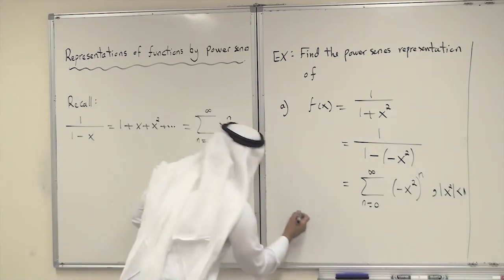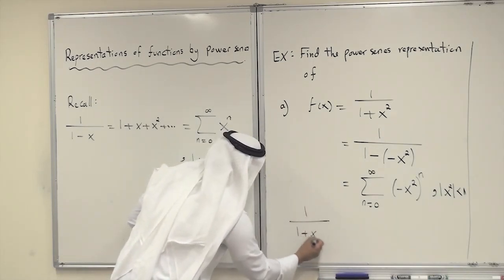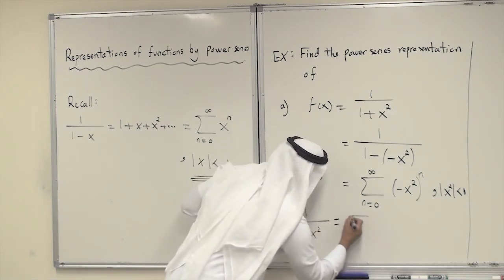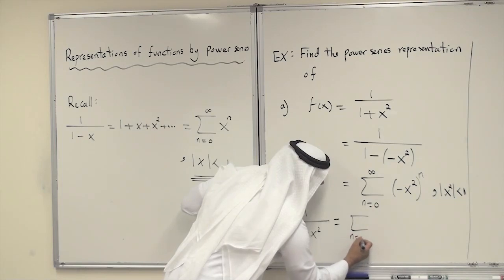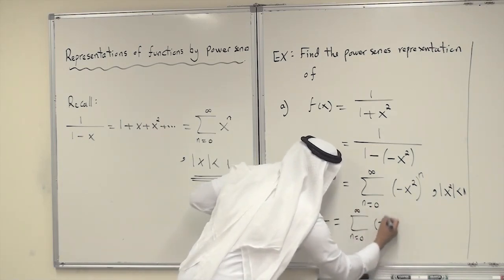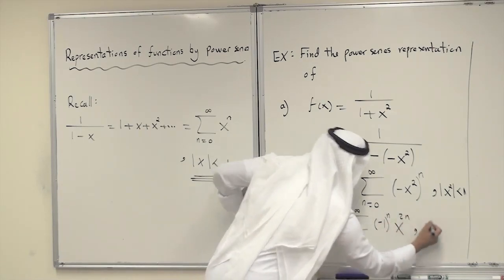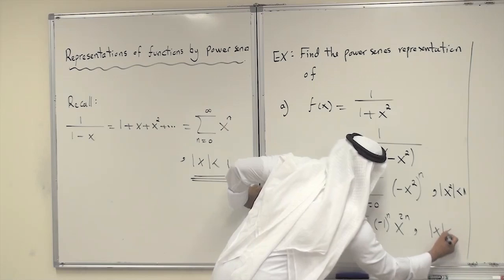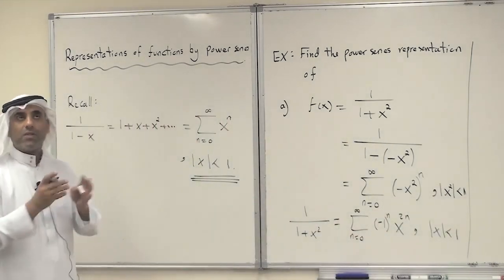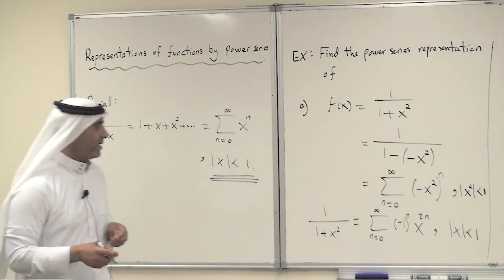Okay, simplifying, we have the following result that says 1 over 1 plus x squared can be represented as the summation n equal to 0 up to infinity of minus 1 to the power n multiplied by x to the power 2n, and this is true only if the absolute value of x squared is again less than 1. Solving this inequality, the absolute value of x all squared less than 1 will give what? The absolute value of x less than 1.